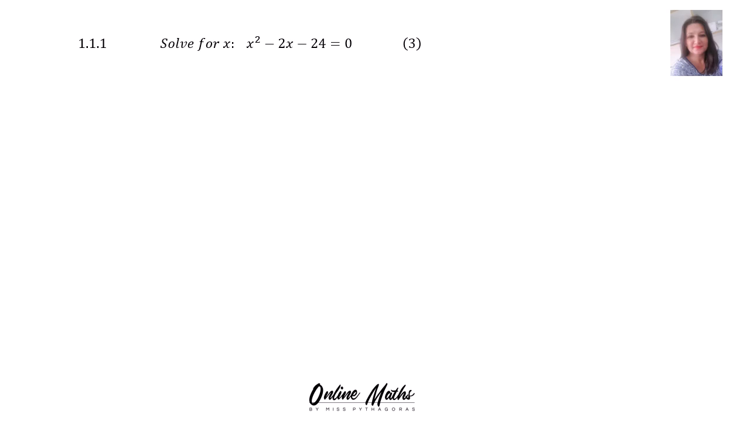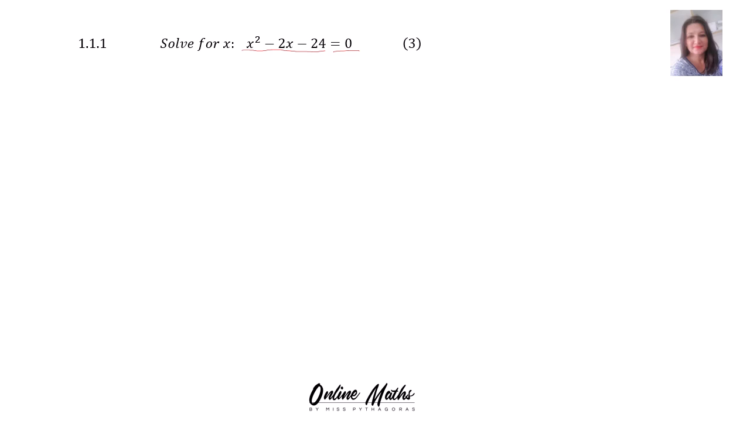Question 1.1 wants you to solve for x. You will find that this is a quadratic equation and it's already written in a proper descending order and equal to 0. You say that it is in standard form.